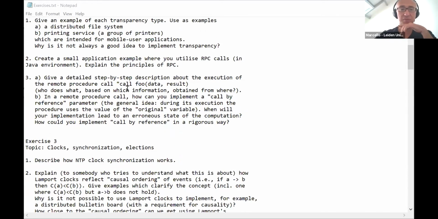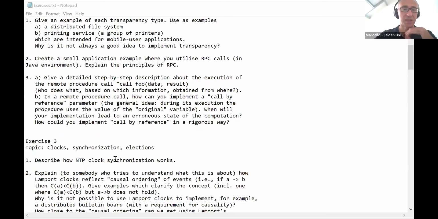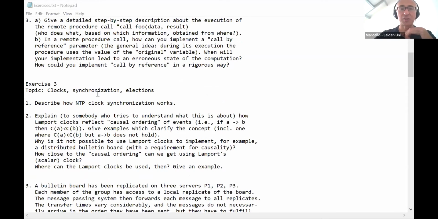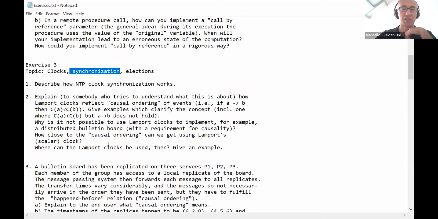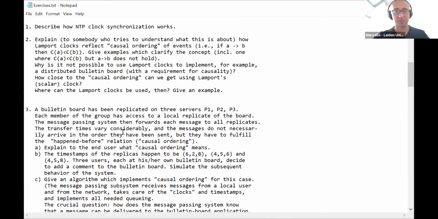And so about the protocol of communications in a distributed system. And the third is about synchronization. So remember, it was about synchronization, the lectures. There are some questions related to how to synchronize, for example, the different systems.